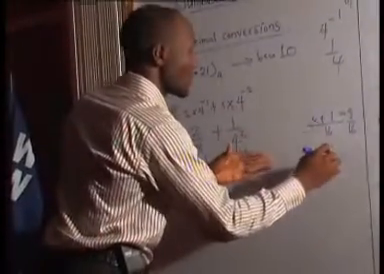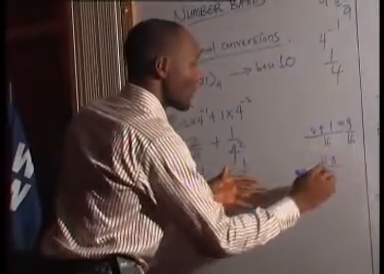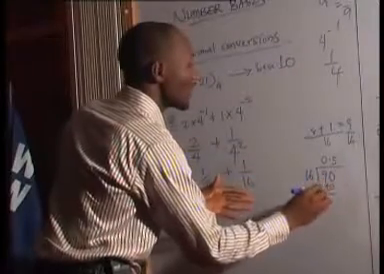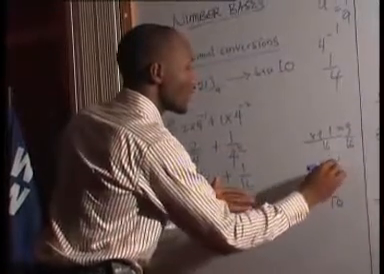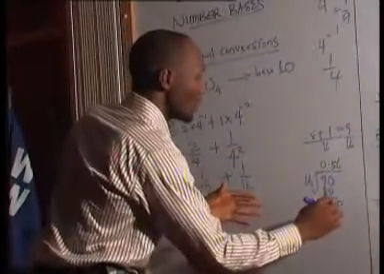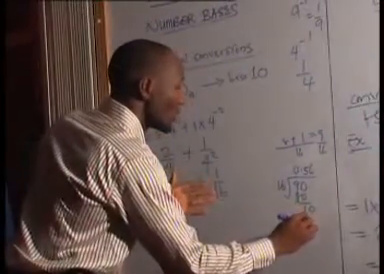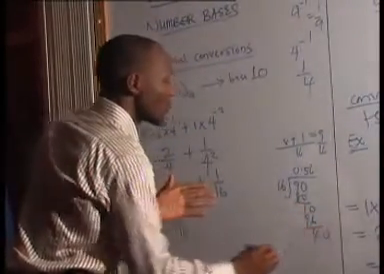16 times 5 is 80. So you can have 5. 16 times 5, you have 80. By the time you subtract it, you have 100. 16 times 6. 16 times 6 is what? 96. You have 4, put 0.